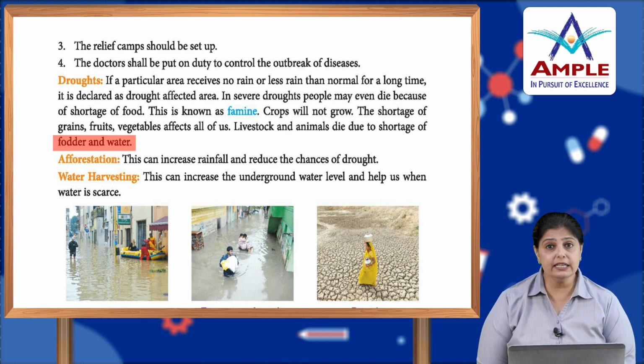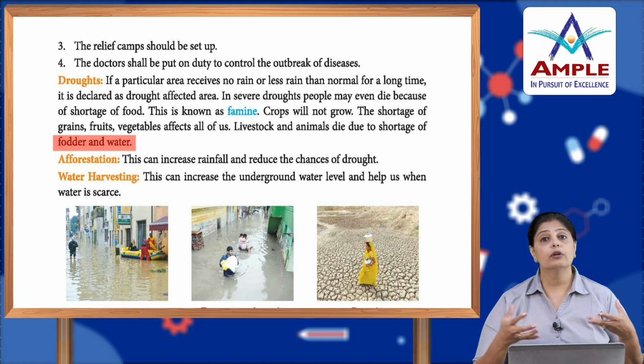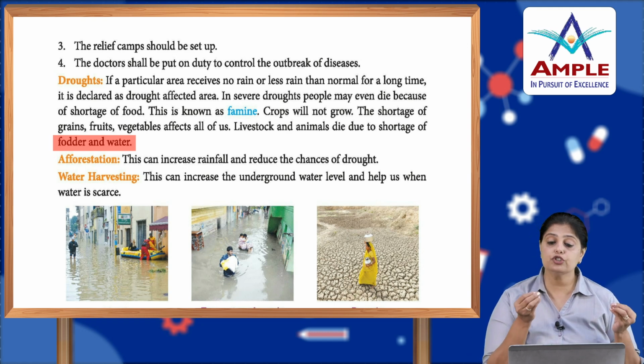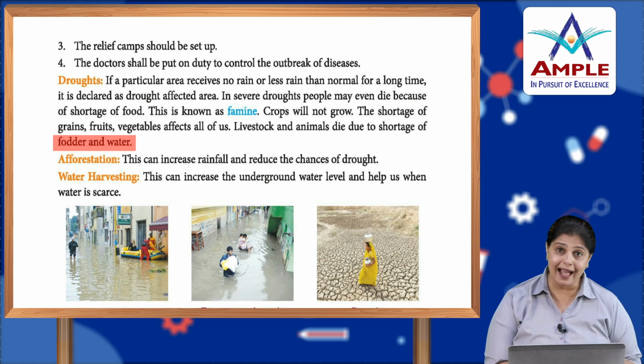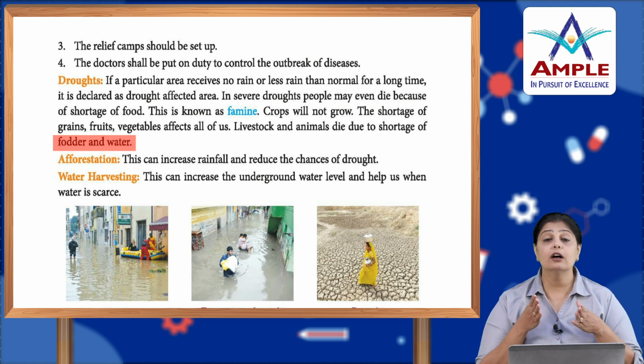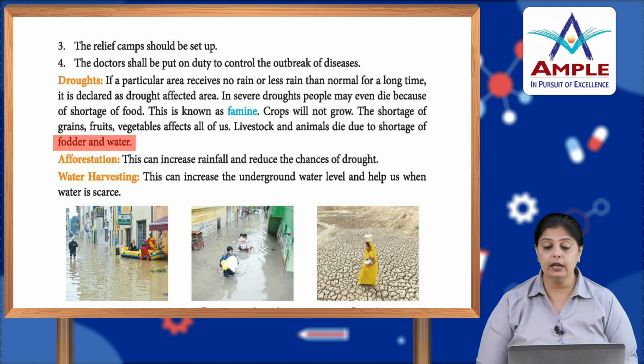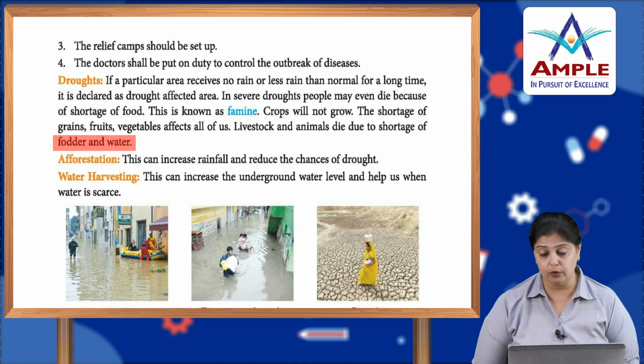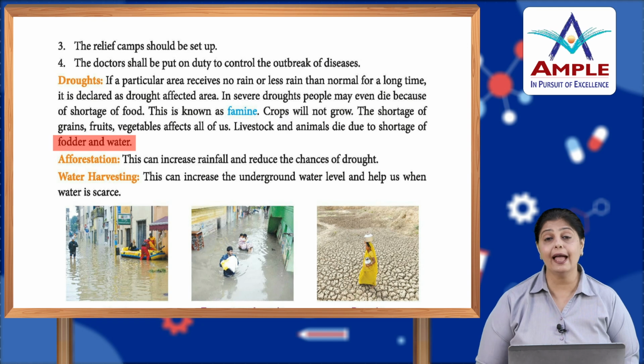So, flood is excess of rainfall, while drought is less or no rainfall at all. If there is no rainfall, there are no crops, there are no plants. So what happens? Eventually there is no food, there is no water. When there is a shortage of food and because of that people die, it is known as a situation of famine. Crops will not grow in these areas, and there is a shortage of everything required for survival, especially food and water. Similarly, animals also die apart from human beings.